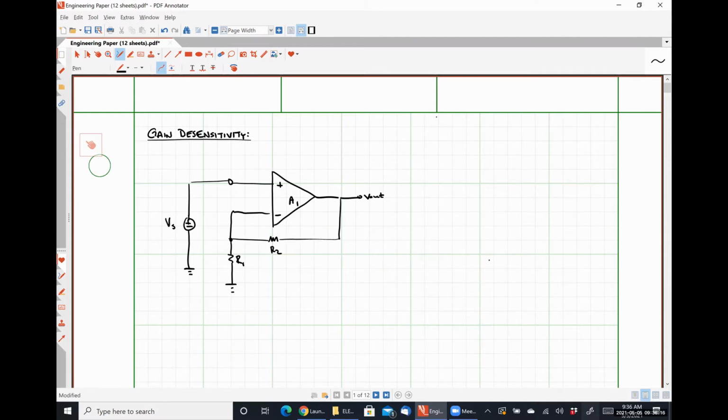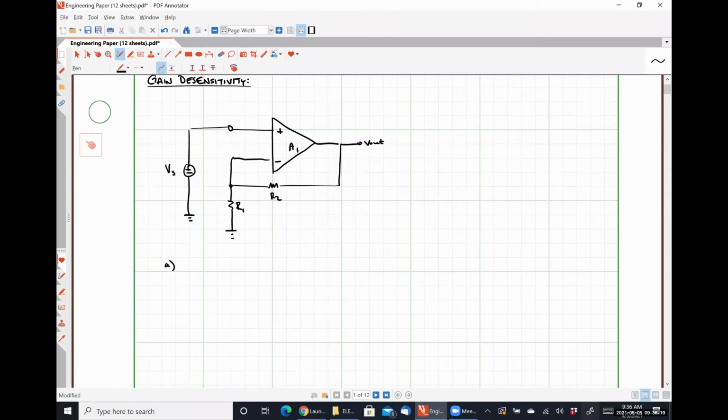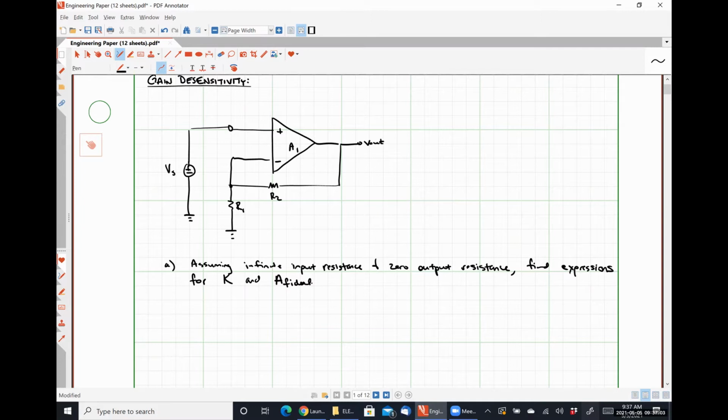We want to find several different things. So A, assuming infinite input resistance and 0 output resistance, we want to find expressions for our feedback factor K and our ideal closed loop gain.